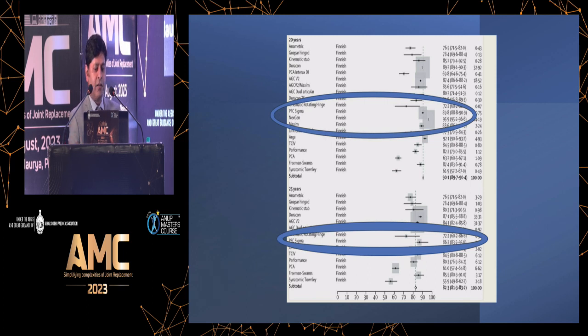And the PFC Sigma has got a survival rate of almost 90% at 20 years, and the NexGen almost 96%. If you come to 25 years, this is the Finnish National Joint Registry. The PFC Sigma has got a survival of almost 86%. This is quite a lot, and other prostheses will really have to work hard to reach this point.